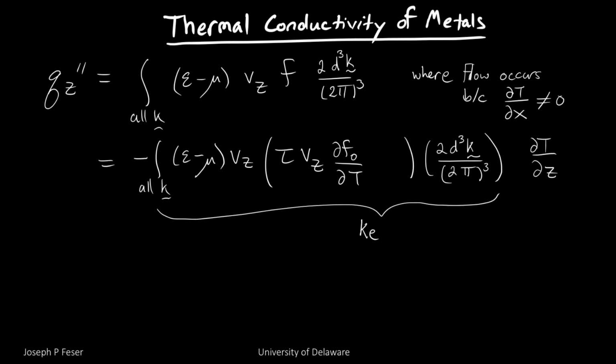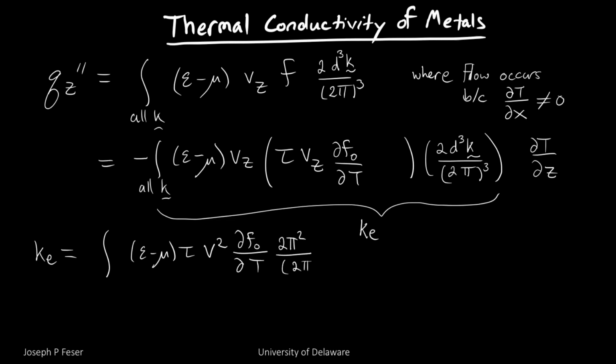So obviously the temperature gradient in the z direction doesn't appear in any of the stuff being integrated over, so I can pull it outside the integral and then identify that everything that's inside the integral is actually the thermal conductivity due to the movement of electrons. So let's expand that thermal conductivity out.